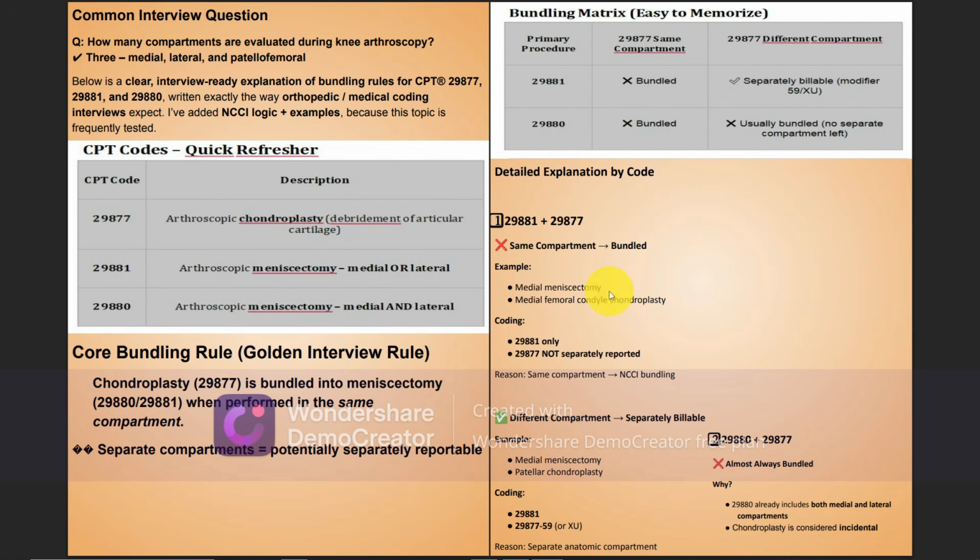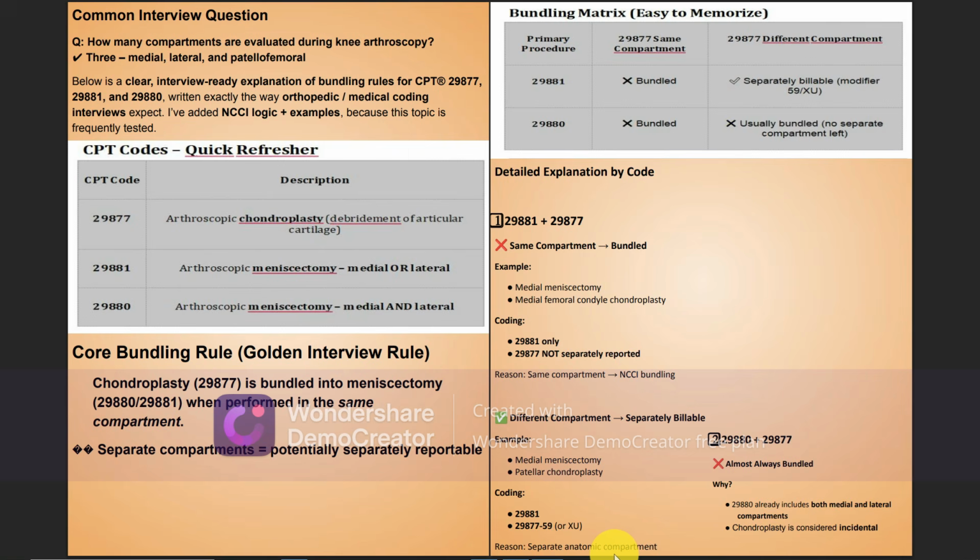Example: medial meniscectomy or medial femoral condyle chondroplasty, both will not be coded together. Code only 29881, not 29877, which is not separately reportable. Reason: same compartment, NCCI bundling. Different compartment is separately billable. Example: medial meniscectomy and patellochondroplasty. Code 29881 and 29877 with a 59 modifier or XU.